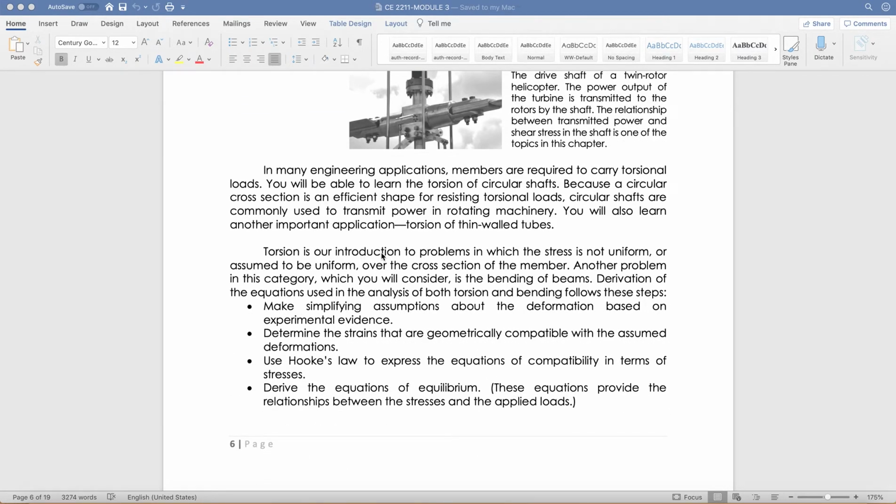So, torsion is our introduction to problems in which stress is not uniform throughout. It varies depending on the distance from a certain support up to a point of unsupported length, or is assumed to be uniform if it is supported at both ends, over the cross section of the member. Another problem in this category which you will consider is the bending of beams. Derivation of the equations used in the analysis of both torsion and bending follows these steps.